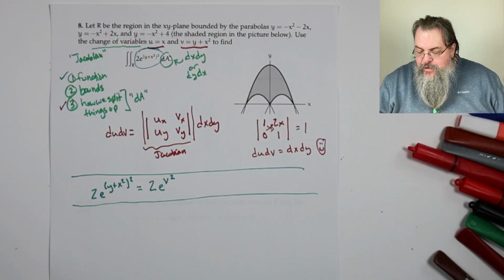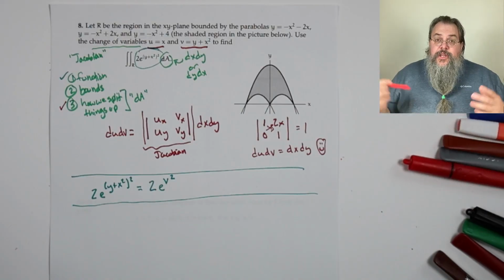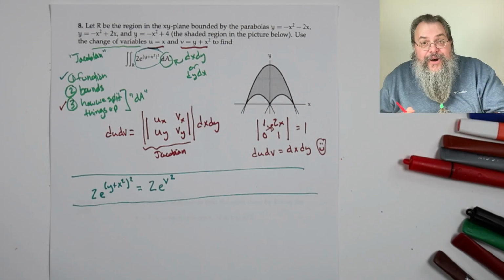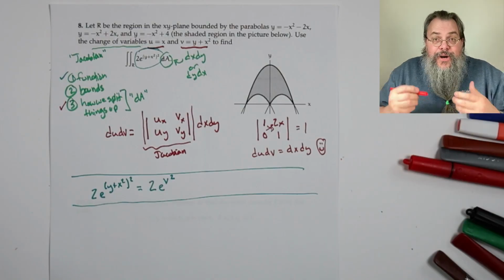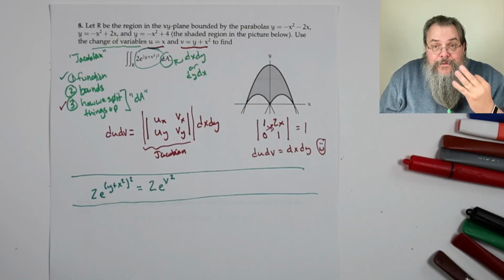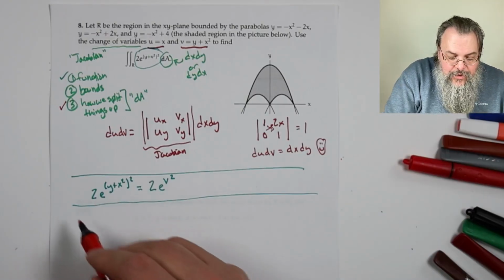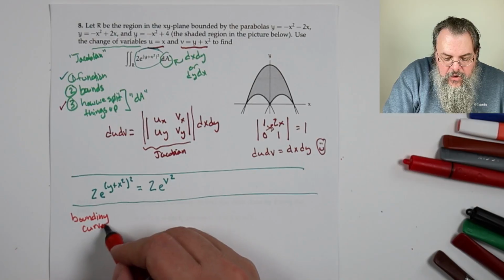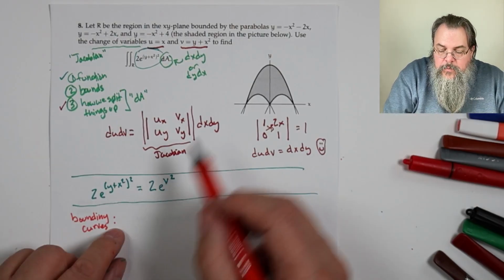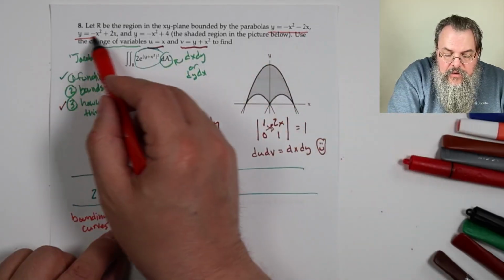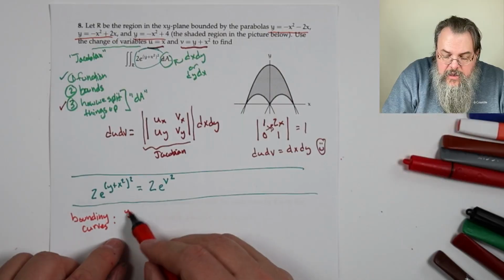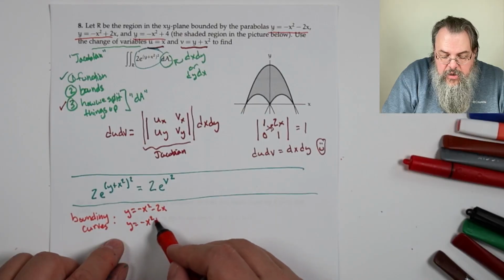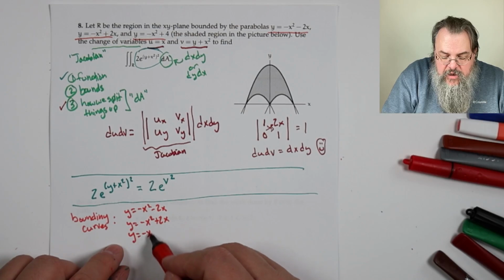Okay, so let's talk about our bounds. Now, the way we get our new bounds is we start with our old bounds. And we say, well, what are our bounding curves? We have 3 bounding curves. So let's write them down. Bounding curves. They are, and we don't even have to think, they're given to us. So y equals minus x squared minus 2x. y equals minus x squared plus 2x. y equals minus x squared plus 4.